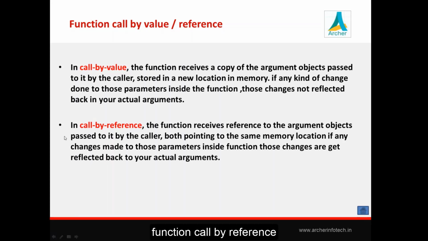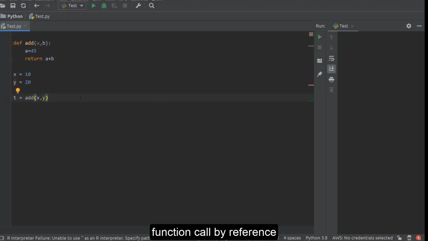Second option we have is call by reference. So in case of call by reference, the function receives a reference to the argument objects passed to it by the caller. So x, y and a, b both are referring to the same memory location. Means where x is pointing, a is pointing to the same memory location. So obviously if you make changes by a, it will be reflected in x. So that is call by reference.